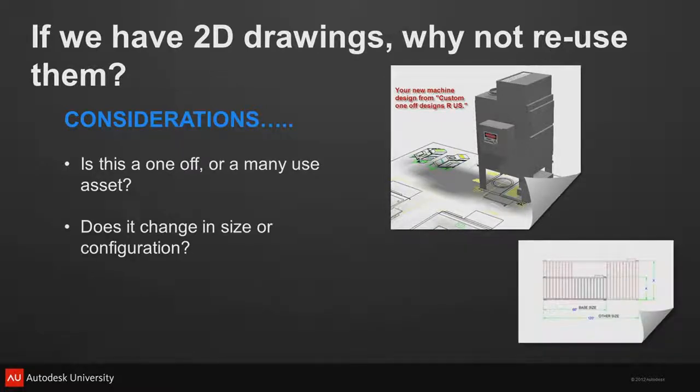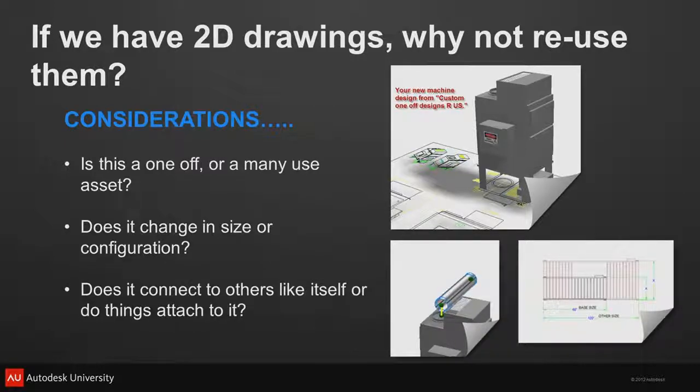Okay? The other thing we want to know is, does this thing change in size or configuration? Does it get bigger or smaller? Does it come in different sizes? Like conveyors, they come in 10, 12, 14, 16 feet and come in different widths. Or does it connect to others like itself, or do things attach to it? Again, like conveyors. So if I put down one conveyor, I want another one to automatically connect to it, and so on. Okay? So these are considerations or thoughts, a thought process that we want to go through.